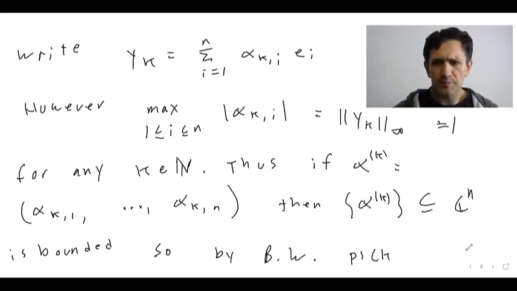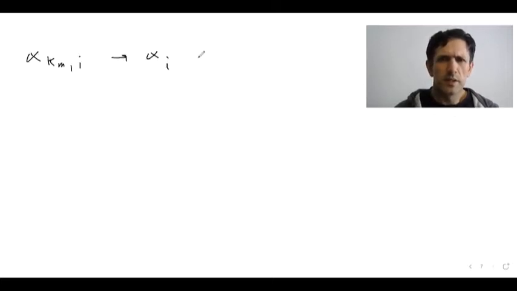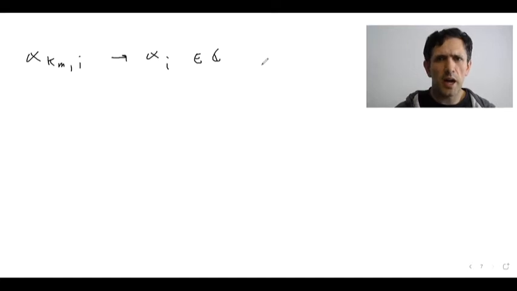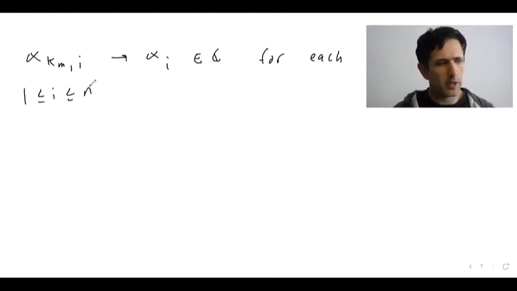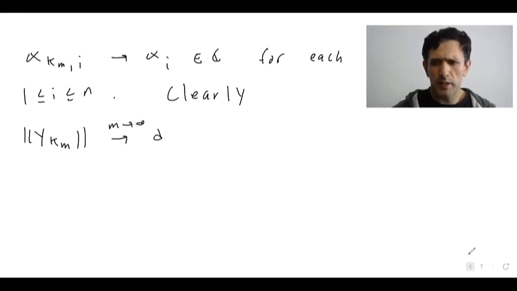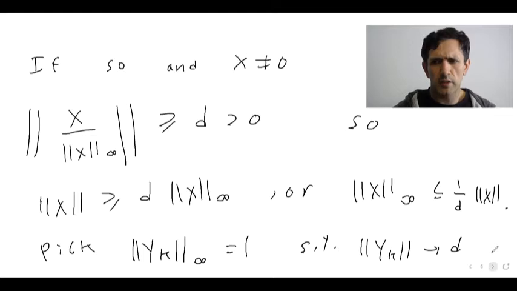So for each k, we have convergence to, let's say, alpha i in C for each integer i between 1 and n. Well, ykm is a subsequence of yk. So we still have convergence in the original norm, whatever it is, to D. Again, that's how we picked yk. It converges to D, so any subsequence converges to D.